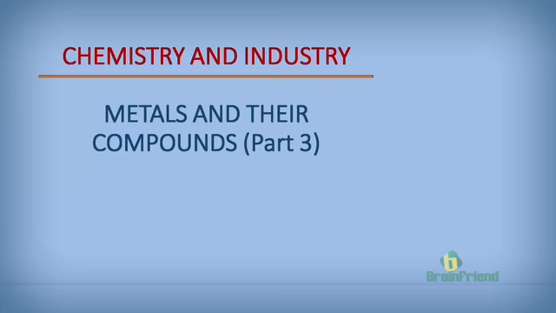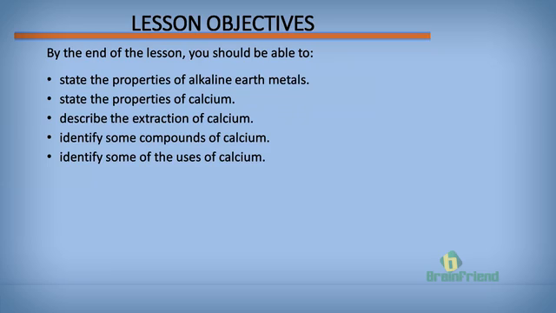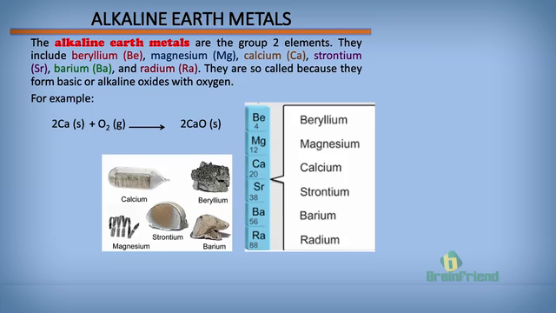Now, for this lesson, we'll be talking about the alkaline earth metals. And by the end of this lesson, you should be able to state the properties of alkaline earth metals, state the properties of calcium, because we'll be looking at calcium specifically as a member of this group. You should also be able to describe the extraction of calcium, identify some of its compounds, and identify some of the uses of calcium.